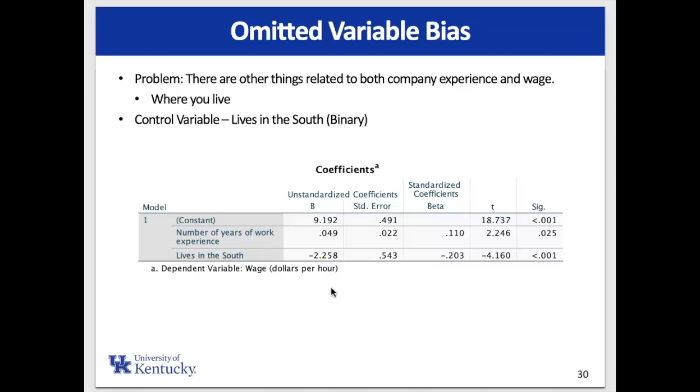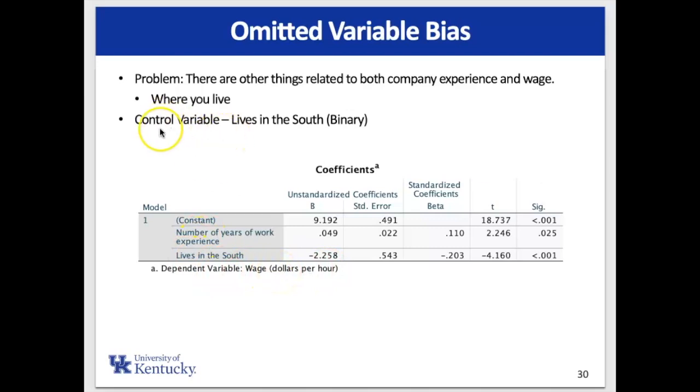Here we can see there weren't a lot of changes. Unlike when we looked at AP scores and college GPA, where we noticed that when we added that extra variable there were a lot of changes, in this case a lot of it has stayed relatively stable. Our coefficient for years of experience is still 0.049. It is still significant at the 0.05 level. And then our new variable is lives in the South.